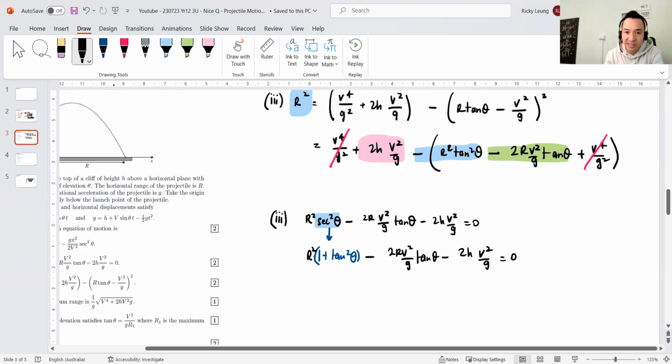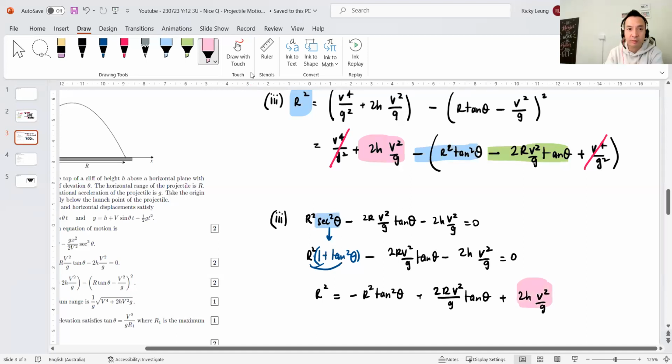Now, I can see upstairs, if I expanded this, if I just rainbow this, right? I get r squared, and I'm going to throw everything else over the fence. So I get r squared equals, throw this guy over the fence, and I get minus r squared tan squared. This guy becomes a positive, 2r v squared on g tan theta. This guy becomes positive as well. So that looks like the pink term is there, the blue term is there, and the green term is there.